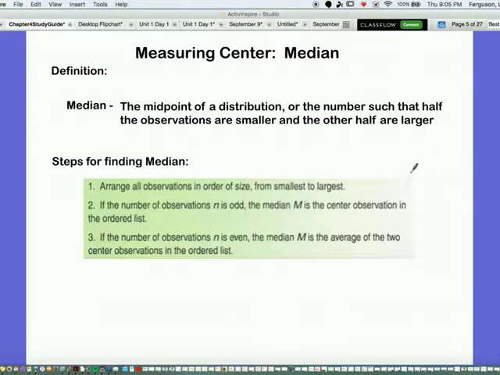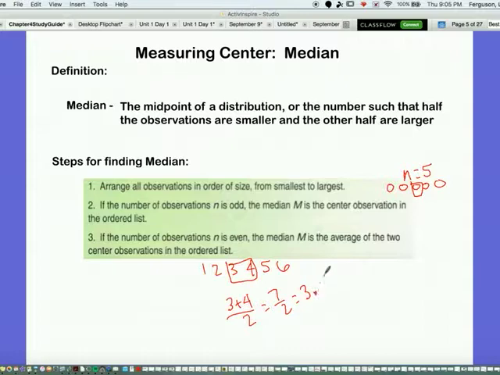So if we had an n equal to 5, we would say, okay, we have these 5 things here, and if we let this one be the median, then we have 2 on the left and 2 on the right. Let's say we had an even number, so we have 1, 2, 3, 4, 5, 6, and we are trying to find the median. The 2 in the center would be 3 and 4, so we add 3 plus 4 and divide by 2. That gives us 7 over 2, or 3.5, as our median for this set of data.